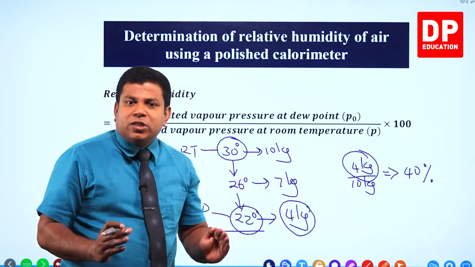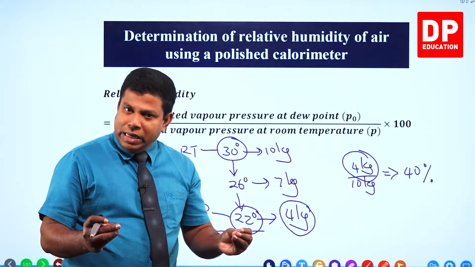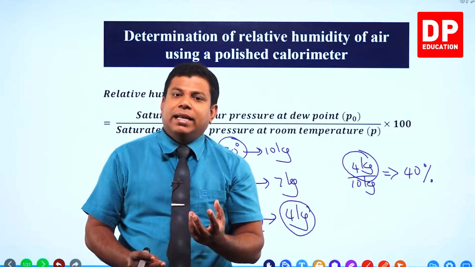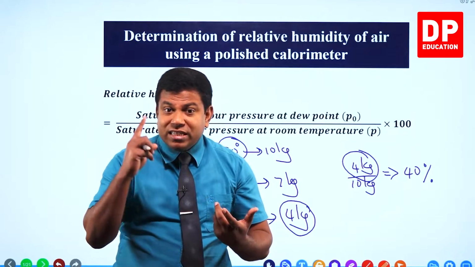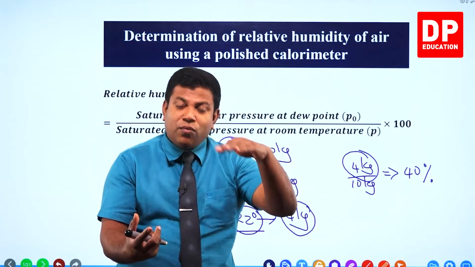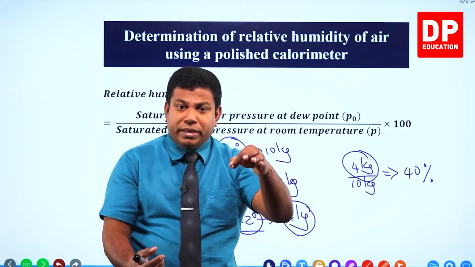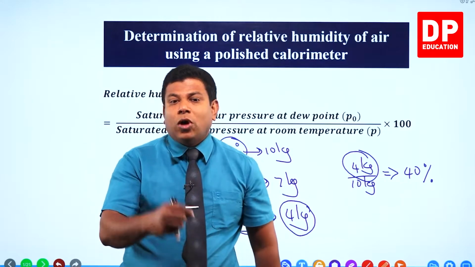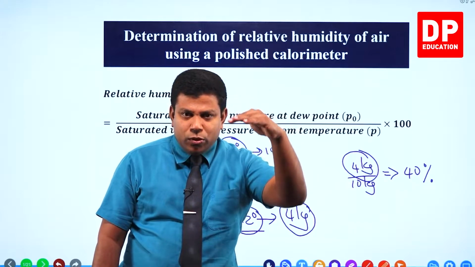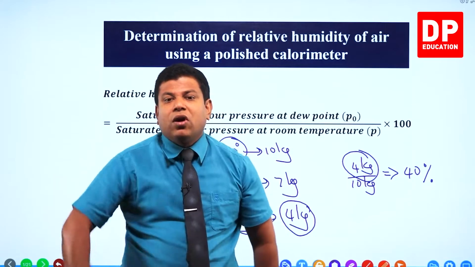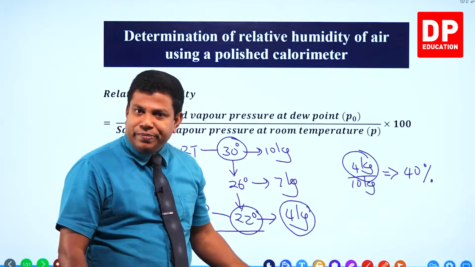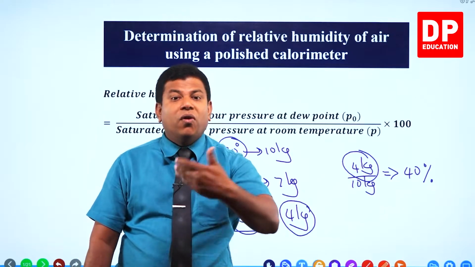So all we are going to do in this experiment is find the dew point first. Clear? How we find the dew point is very simple. You take a calorimeter or a metallic container with a polished surface. Usually we will have two identical containers. In one you fill some water and keep the thermometer in the middle. Add some ice cubes, small ice cubes or ice chips, one by one and keep stirring to reduce the temperature. When the temperature reduces, at some point you will see mist forming on the surface of that calorimeter. That temperature is going to be the dew point, the temperature at which dew forms.